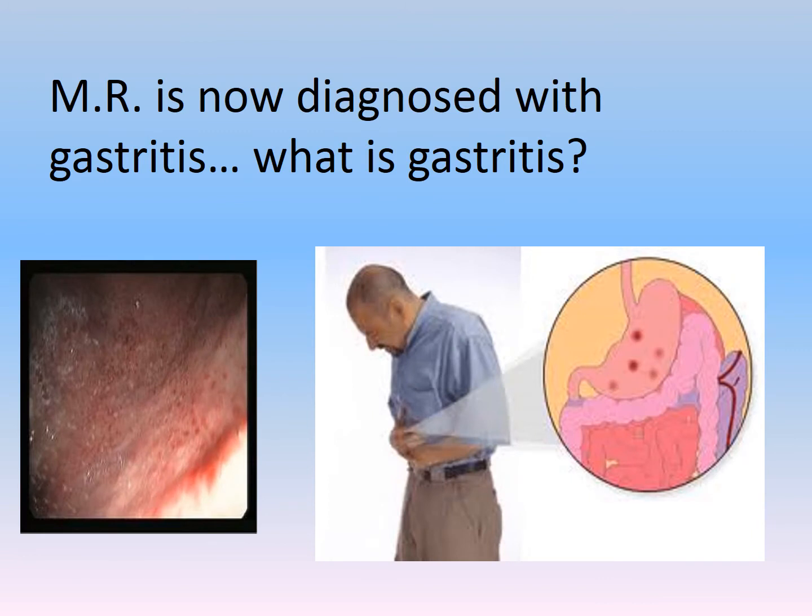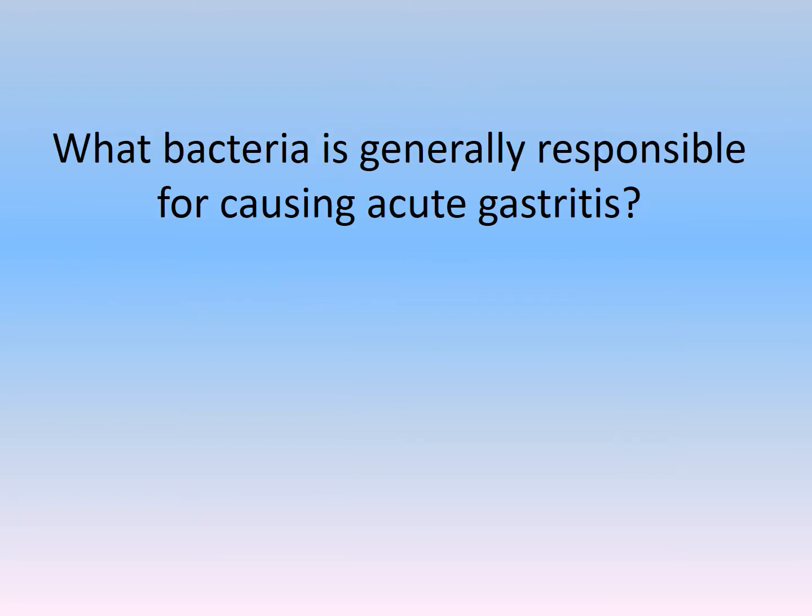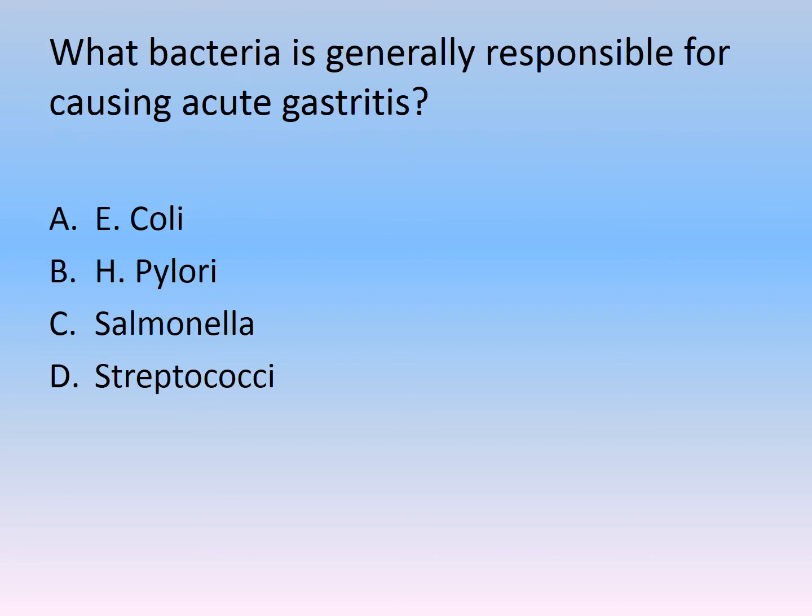Okay, MR is now diagnosed with gastritis. What is gastritis? Well, gastritis is defined as inflammation of the gastric mucosa. There are 2 types, acute and chronic. And with chronic there are some various types. What bacteria is generally responsible for causing acute gastritis? E. coli, H. pylori, Salmonella, or Streptococci?